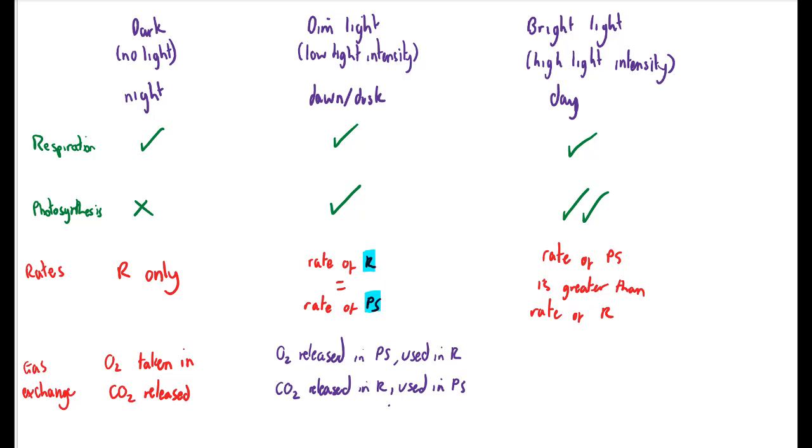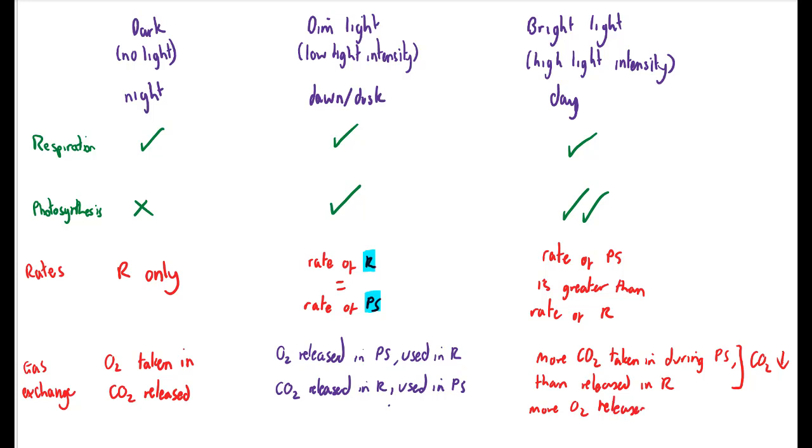And finally then, in bright light, because the rate of photosynthesis is much greater than the rate of respiration, there is more CO2 taken in during photosynthesis than released in respiration. So in other words, CO2 levels decrease, and as well as that, there is more oxygen released from photosynthesis than used in respiration. So oxygen levels increase.